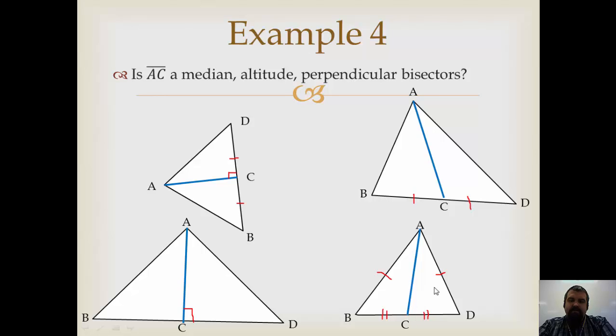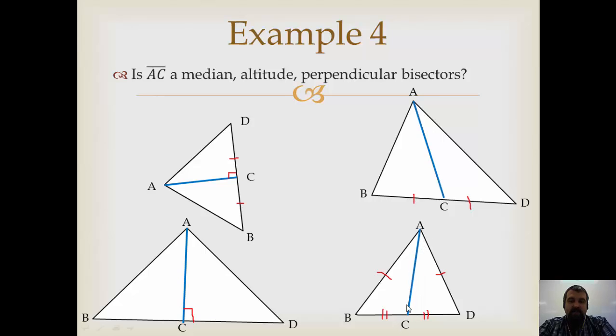This one over here, it's isosceles. And it's going from A to C, C being the midpoint. So it's definitely a median. But hold on a second. It's going from the vertex angle to the base of an isosceles triangle. Even though it doesn't look like it, this is also an altitude. It is also a perpendicular bisector. It is also an angle bisector because this is isosceles.